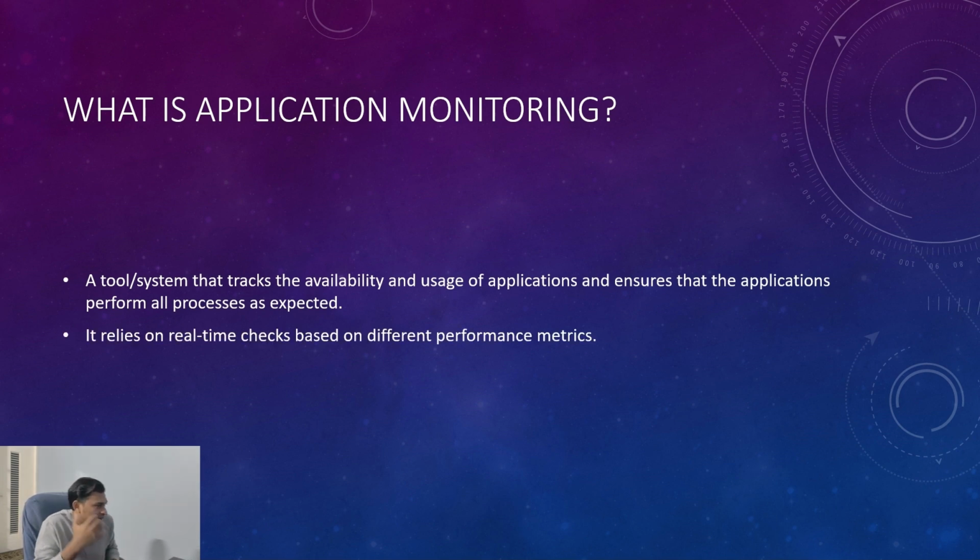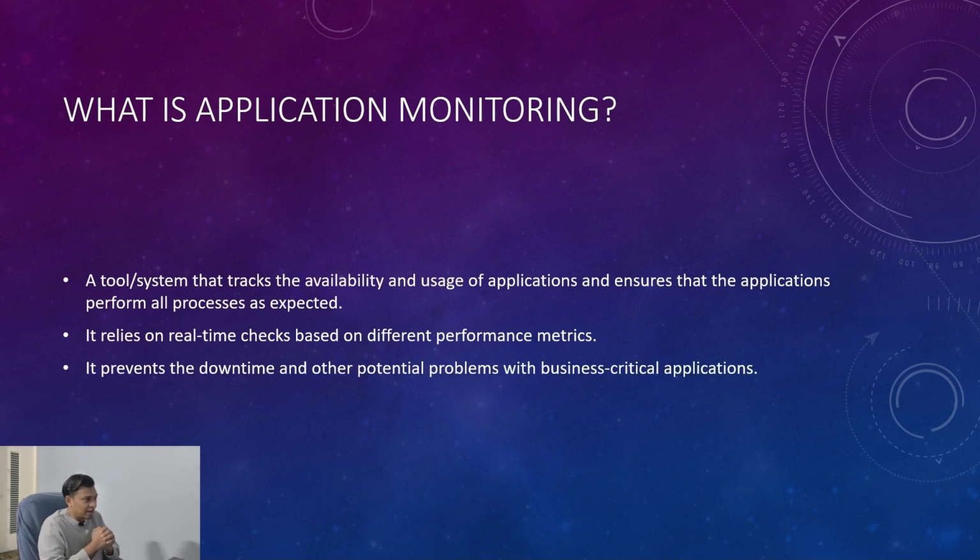So how does this application monitoring system make sure that the applications it is intended to monitor are performing all their processes as expected? It's really based on real-time checks, based on performance metrics. Performance metrics like the CPU usage, the memory usage, whether the APIs are called successfully, whether the request latency is good enough, or whether it is taking too much time for an API to process. This kind of metrics will be used by this system to monitor it.